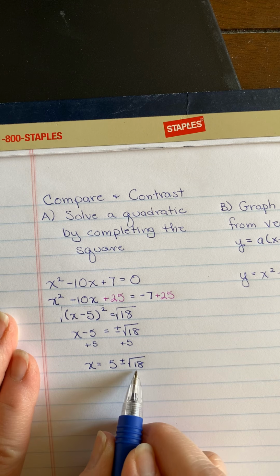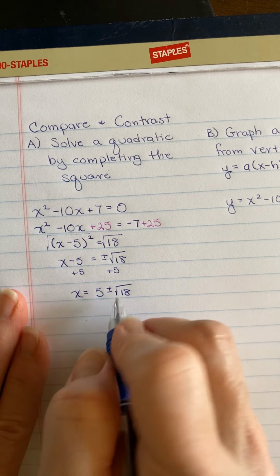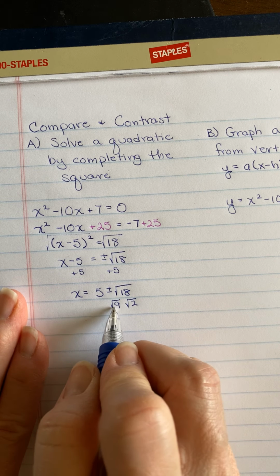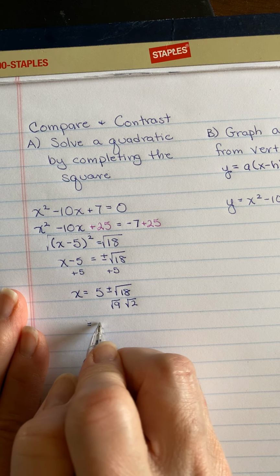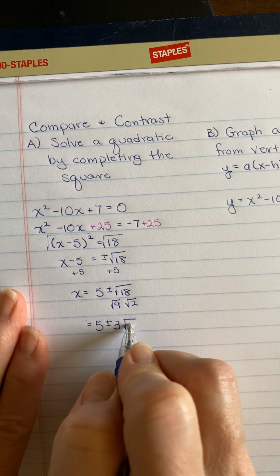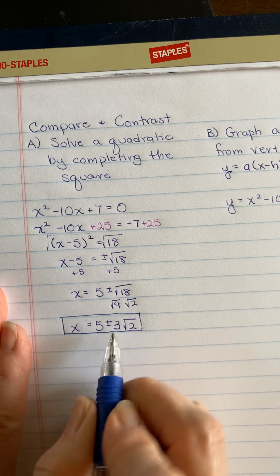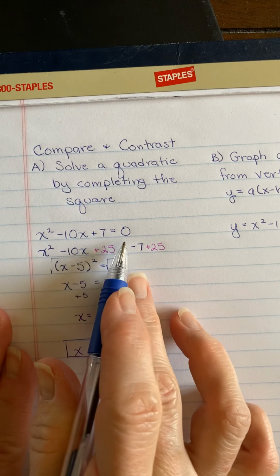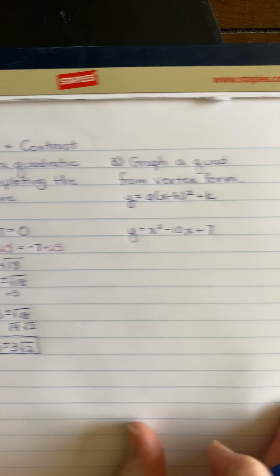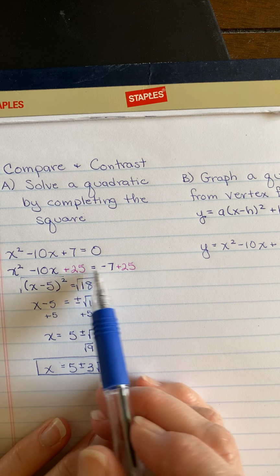We would never leave this. We would break this down into 9 times 2, which becomes 3 square roots of 2. So our answers would be 5 plus or minus 3 square roots of 2. And what we have found are the two numbers that make this quadratic true. There are two solutions.